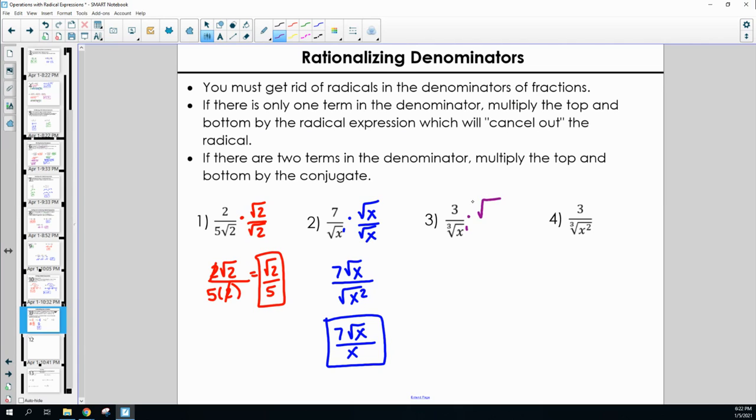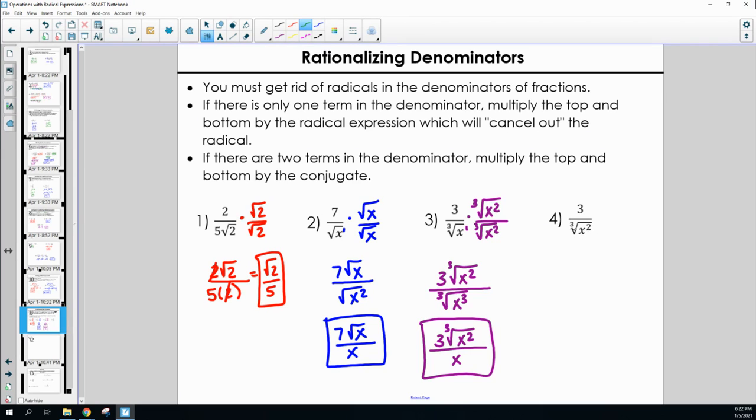So I need to multiply the top and bottom by the cubed root of x squared over the cubed root of x squared, because the 1 plus the 2 is going to give me x to the third on the inside. So when I multiply the top, I get 3 cubed root of x squared. On the bottom, I have the cubed root of x cubed, and that is just going to give me x. So I have 3 cubed root of x squared on the top, and on the bottom, that simplifies to just x.